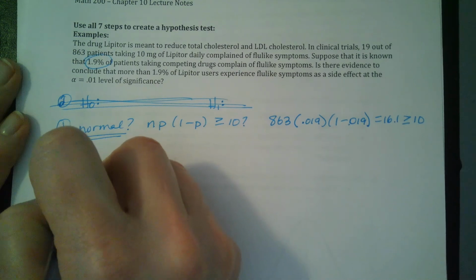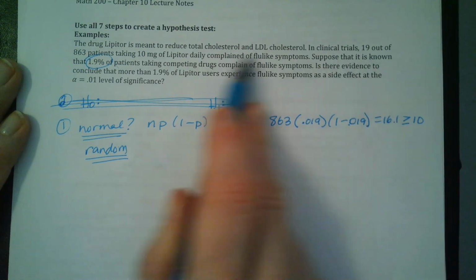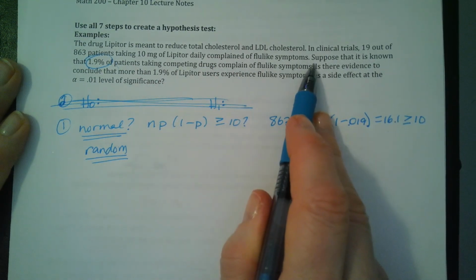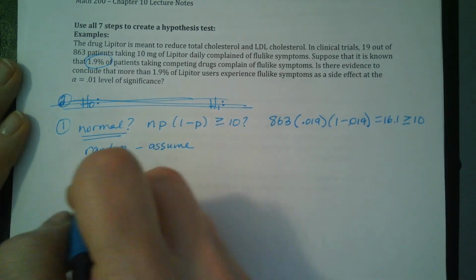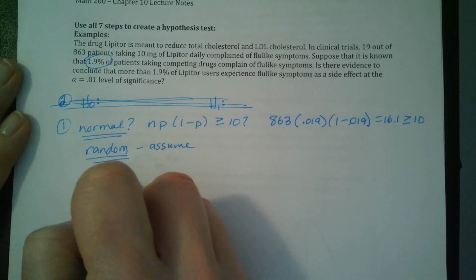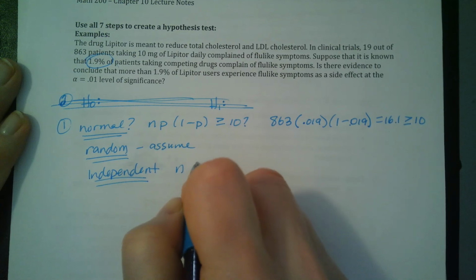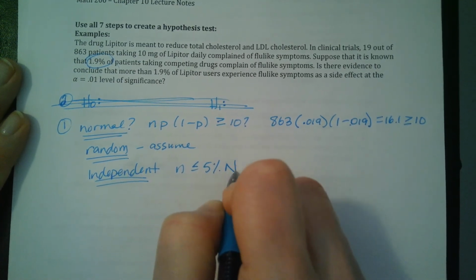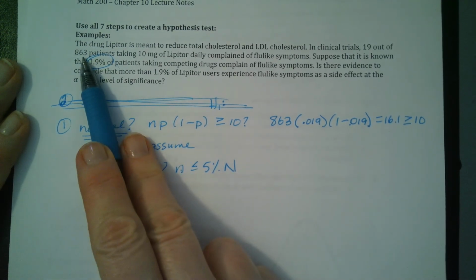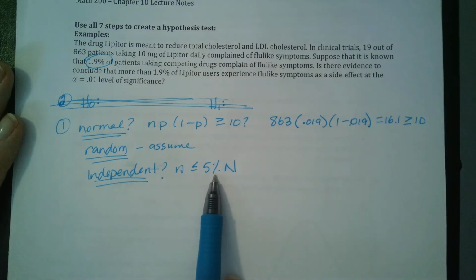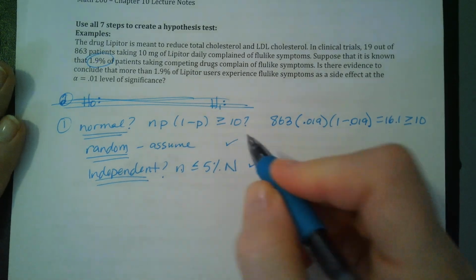We also have to state that the sample was randomly selected. So if it doesn't state up here that those were randomly selected anywhere, we have to assume that this is true. Lastly, we have to prove that the sample is independent. In order to prove that the sample is independent, the sample has to be less than or equal to 5% of all people in the population. Well, certainly the N, which is 863 patients, is smaller than 5% of all users. So we'll assume that is also true. So we're making those assumptions.